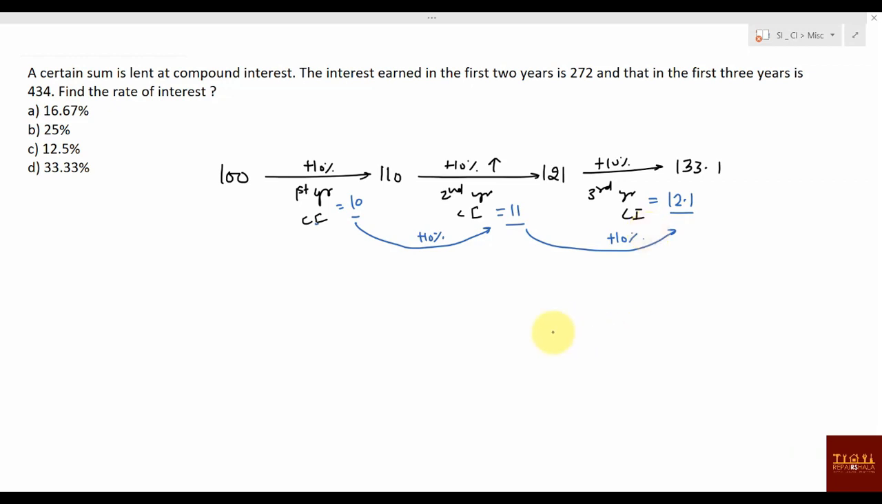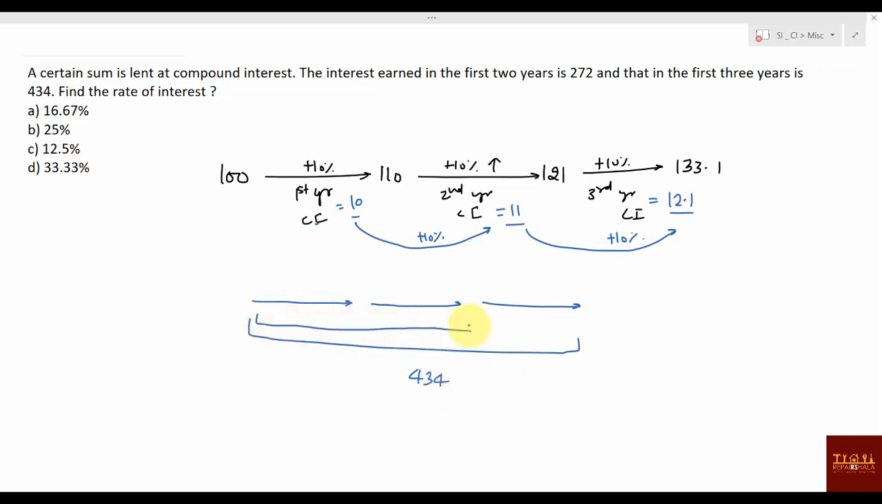Now, in our question, what is given, understand. First year, second year, third year. For 3 years they have given compound interest as 434, and for 2 years they have given a compound interest as 272. Now, can I find the third year CI? We can say our third year CI will be 162. Now 162, if I say in this previous question, 10 is becoming 11, or 100 is becoming 110, whatever. How much increment is there?